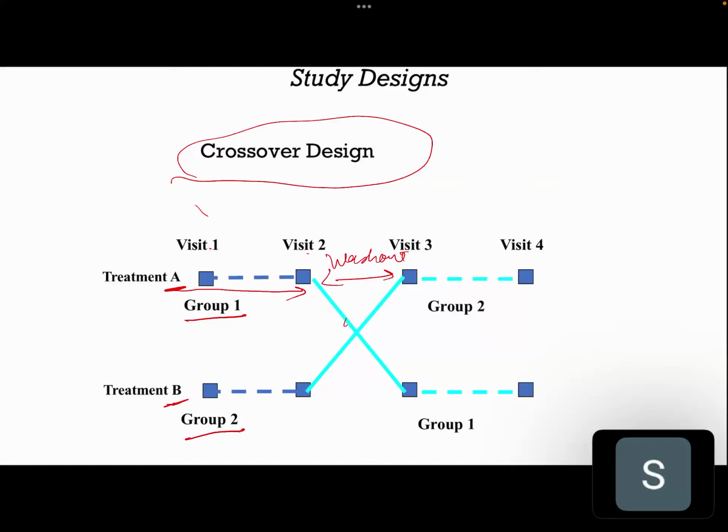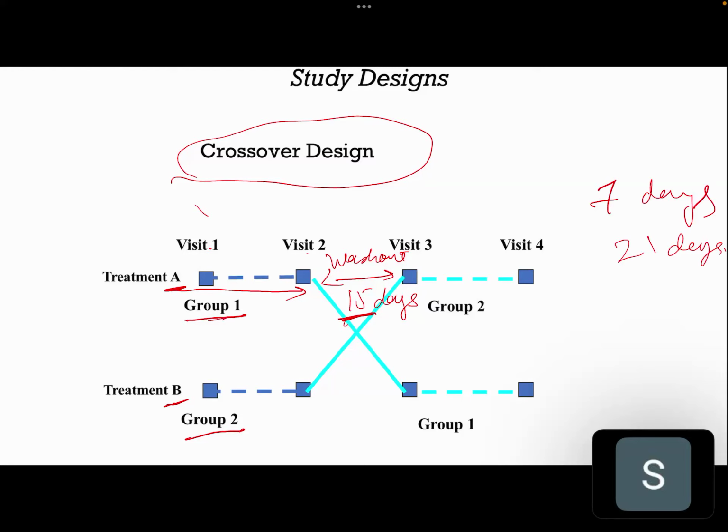Washout means a gap, like 15 days, with no drug. That means whatever drug is in them will get washed away. Fifteen is just a standard time I'm giving you. Sometimes it is 7 days, sometimes 21 days, depending on the type of drug. Now you will switch their drugs.